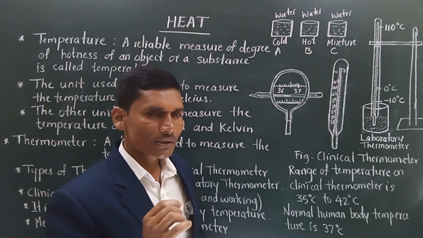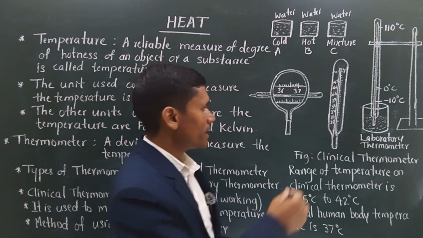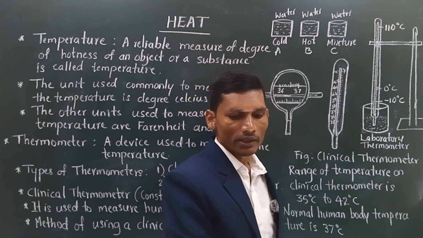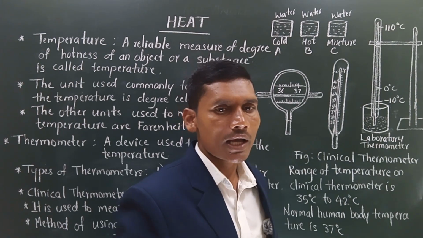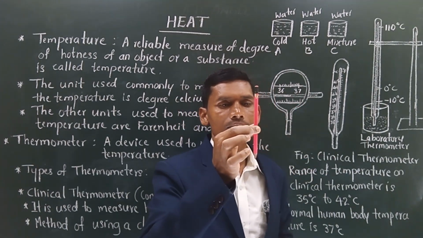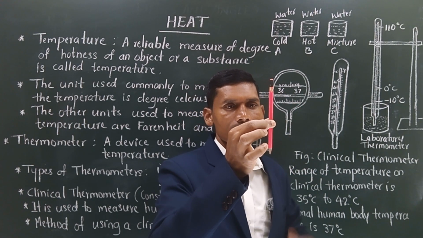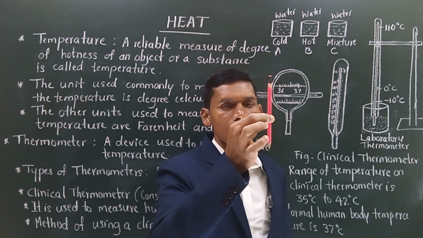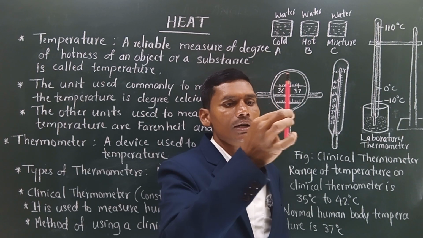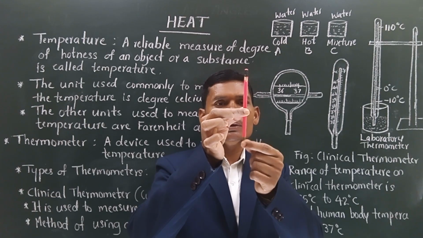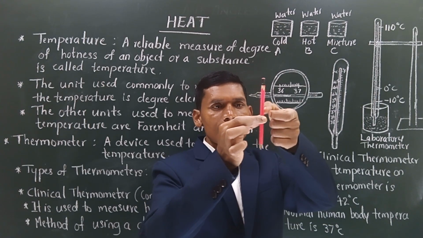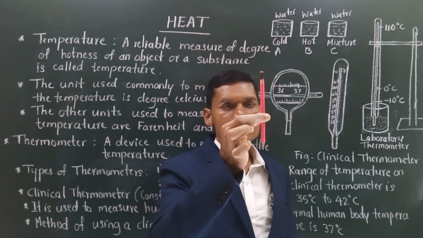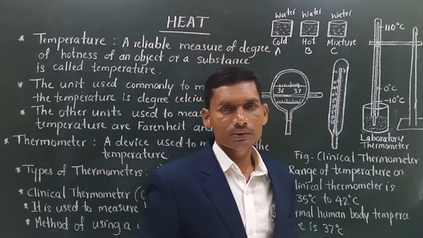Then how to read the thermometer? When it is removed from the mouth of the patient, the thermometer should be held straight to the eyes, for example like this. It should be held straight, meaning the reading has to be at our eye level. We need to keep it straight and read. If this is the bulb and this is the thread of mercury, and it stops somewhere like this, straight to the eyes it should be held and read.